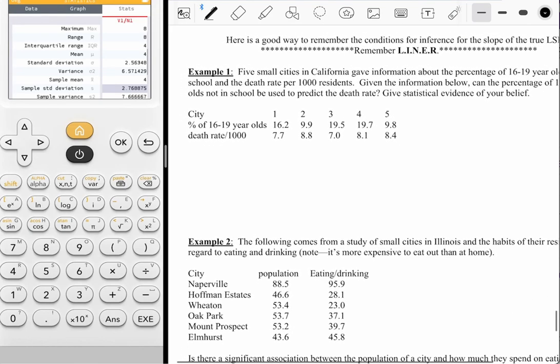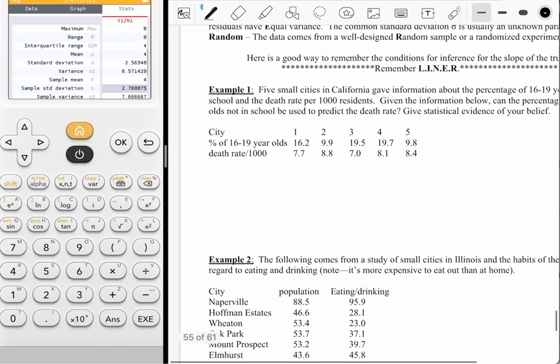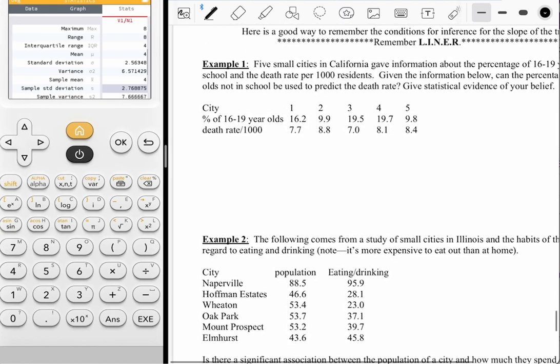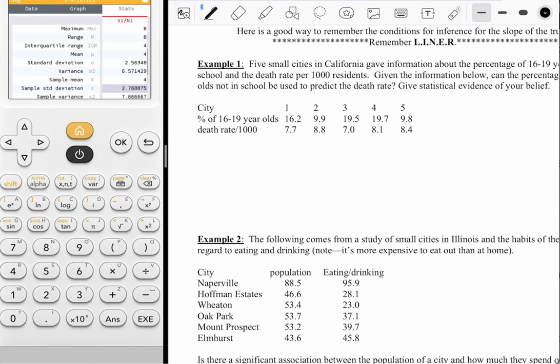Anyway, so the individuals in this case possibly did not become plumbers. Maybe they got no further education, didn't have a whole ton of money, and because of that made poor health decisions, and because of that it impacted the death rate. That's a possibility. That's what we're looking to study here, or to determine: can the percentage of 16 to 19-year-olds not in school be used to predict the death rate?